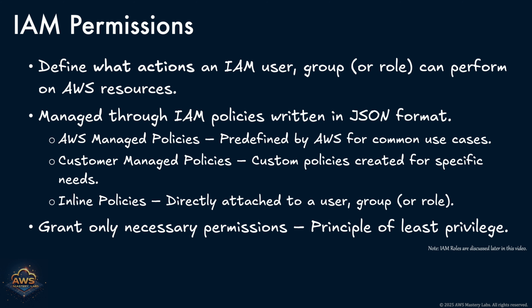IAM permissions define exactly what actions a user, group, or role can perform on AWS resources. These permissions are controlled through IAM policies, which are written in JSON format. Each policy specifies allowed or denied actions, resources, and optional conditions. There are three main types of IAM policies.